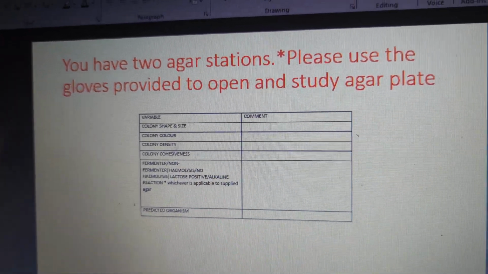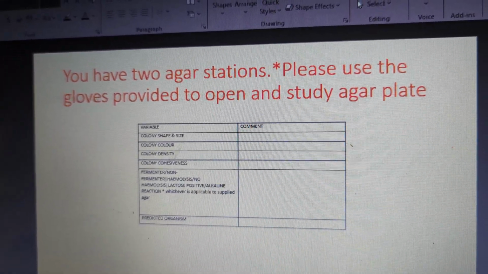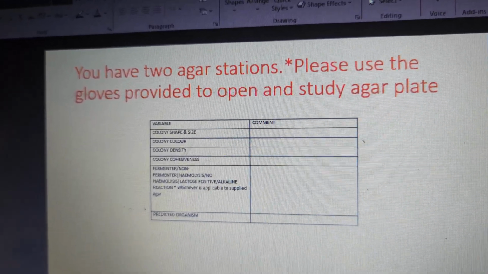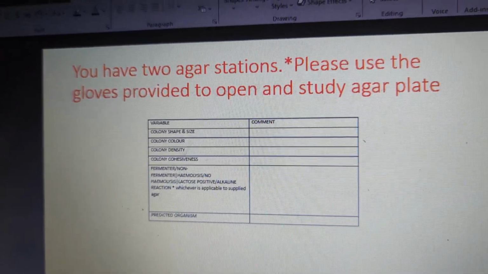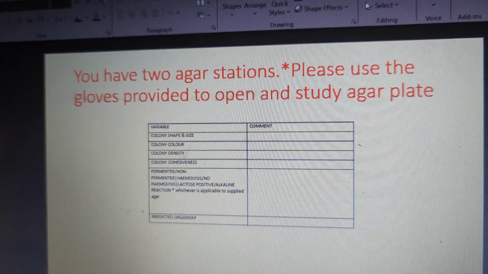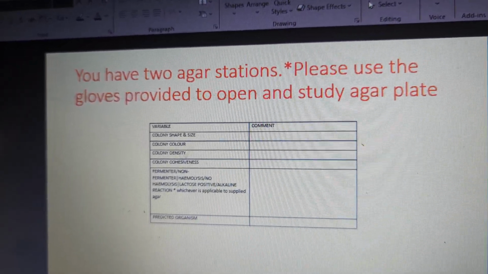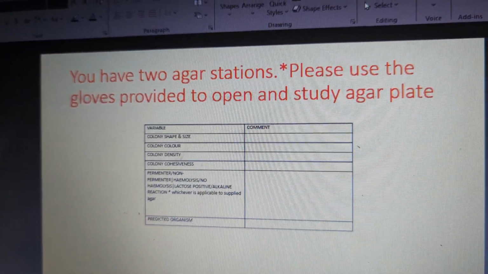But other descriptions that I could emphasize or remind you of what they mean: colony density means when you raise your agar plate towards the light, to a good source of light, is the light passing through or not? Okay, that is colony density. And then cohesiveness is descriptions like mucoid, non-mucoid, and such. Okay, and there are other variables that are not included here.